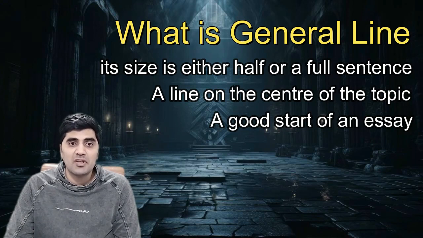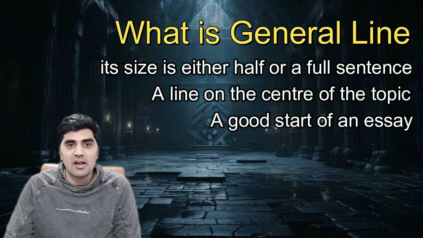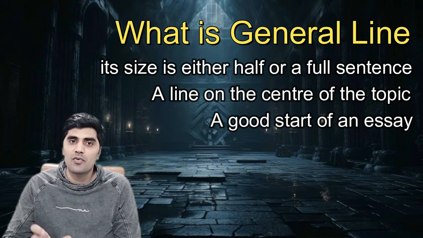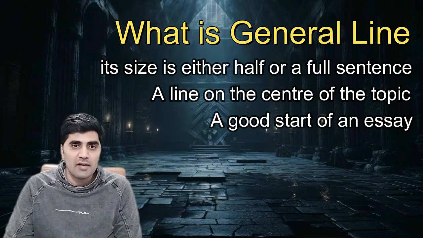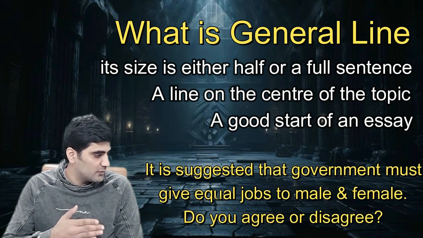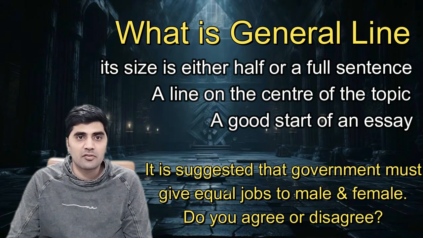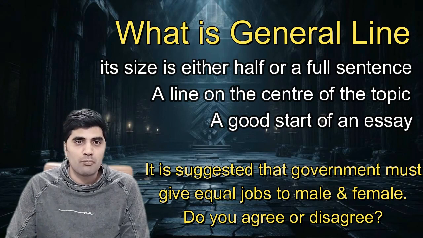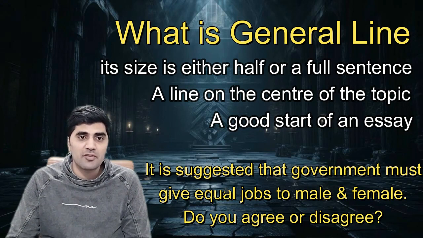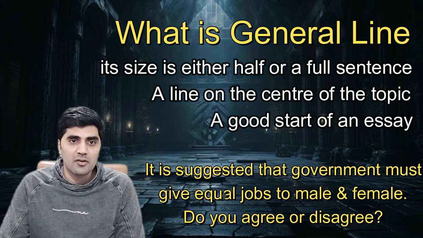Journal line should not be of 2 lines or 3 lines, it should be half or 1 line. For example, we have a topic like this. The question is: it is suggested that government must give equal jobs to male and female in all countries. Do you agree or disagree?